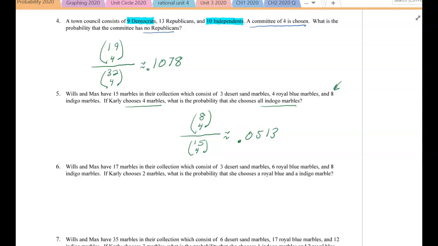For problem number 6, again, we have Wills and Max. They're going to choose 2 marbles, or Carly will. She wants a royal blue and an indigo. So out of the 6 royal blue, she needs to choose 1 of them.